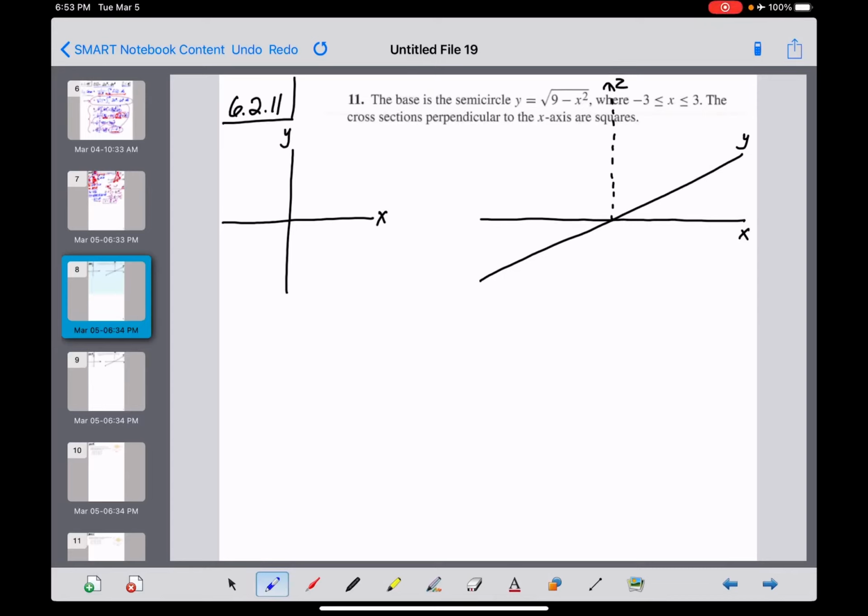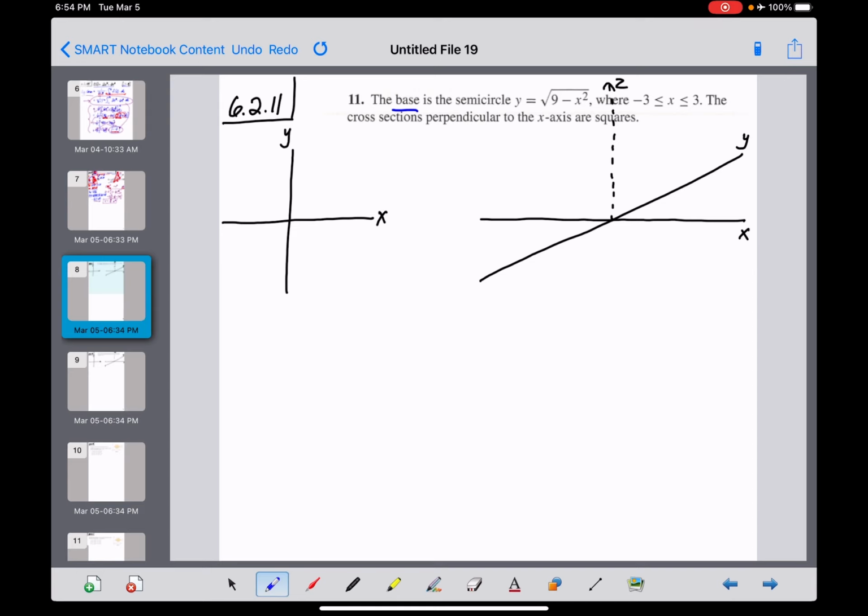Number 11 here is another volume on a base problem. So what's going on here, guys? Our base, our concrete foundation, is a semicircle. Y is equal to the square root of 9 minus x squared. You could do a little work on that if you needed to, guys, but it tells you it's a semicircle.